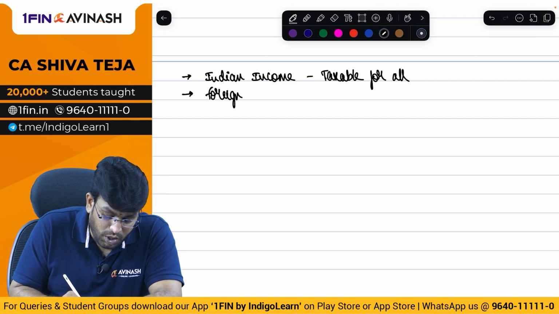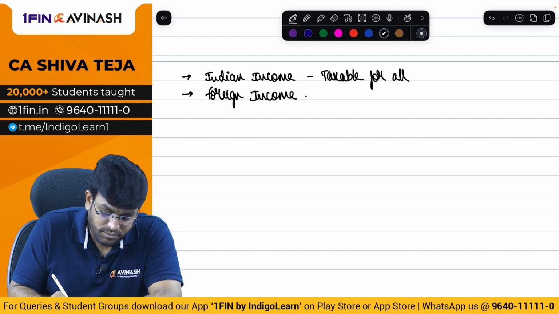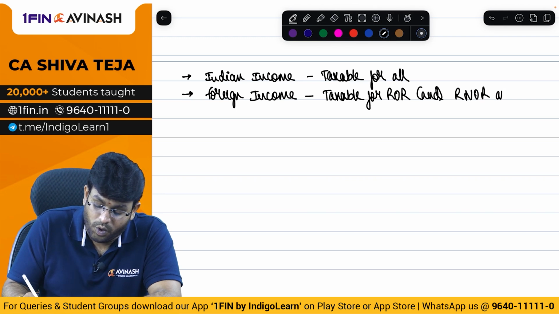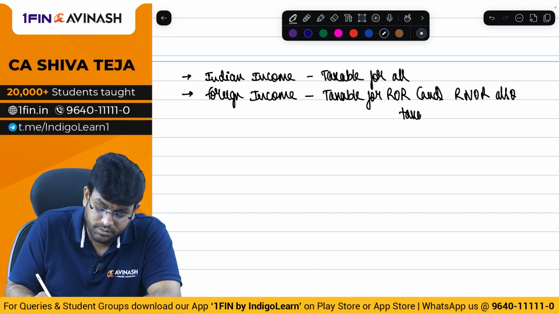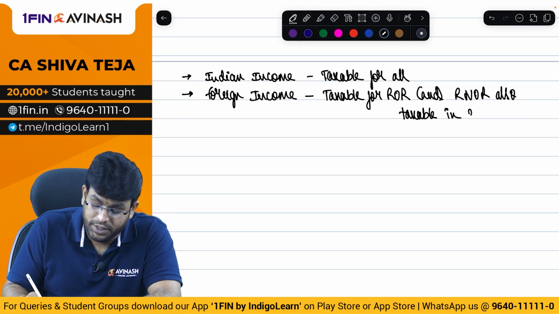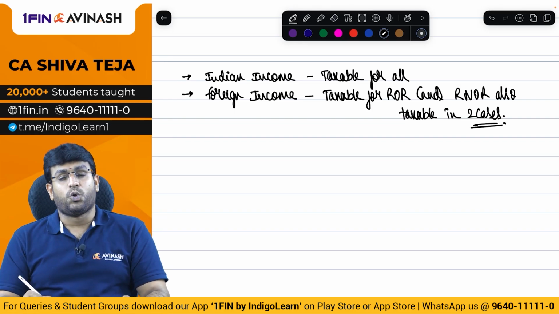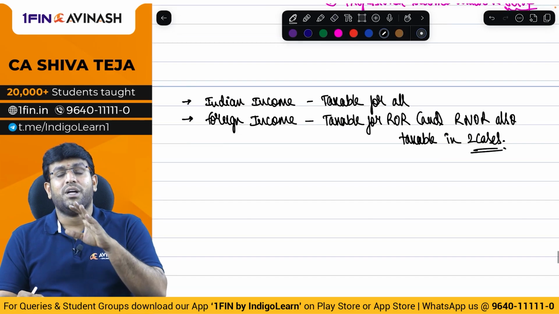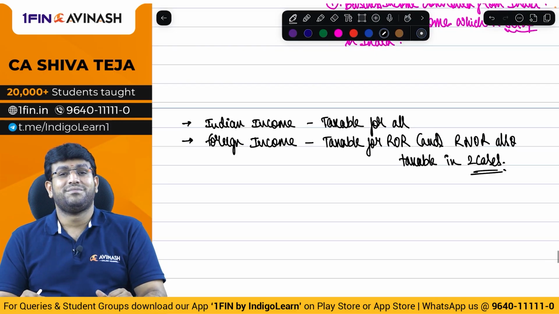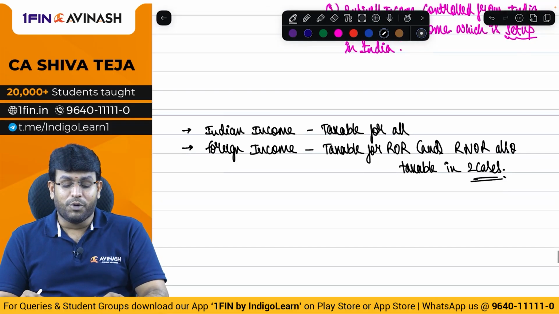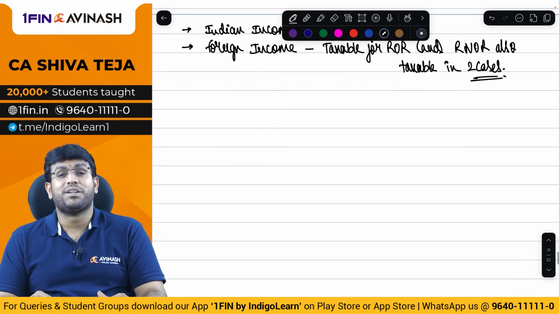If it is foreign income, the answer will be, it is taxable for ROR and RNOR also taxable in two cases. And what are the two cases? Business income which is controlled from India, professional income which is set up in India. I am sure we got very good clarity, my dear friends. Extremely important point. Tremendous clarity is required.